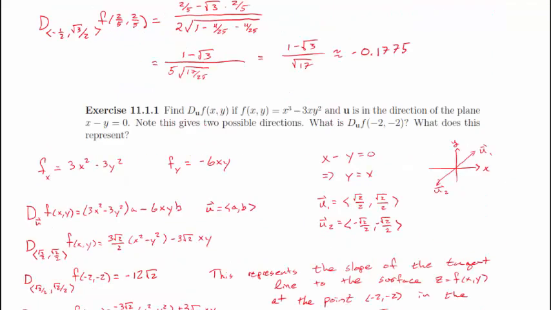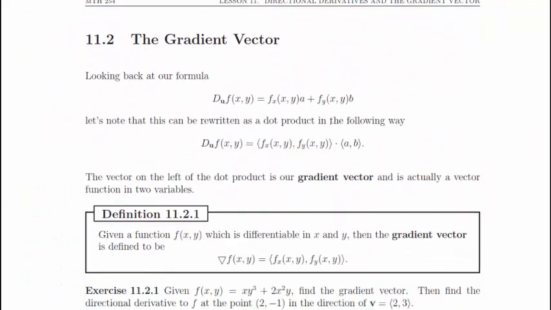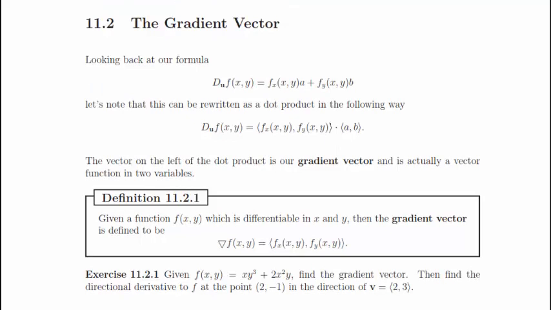So let's go ahead and move on down and talk now about the gradient vector. We're going to talk about the exact same things, but in a slightly different way. All right, so section 11.2, the gradient vector. If we look back at our directional derivative formula, D of vector u of f of x comma y equals the partial derivative of f with respect to x times a plus the partial derivative of f with respect to y times b.